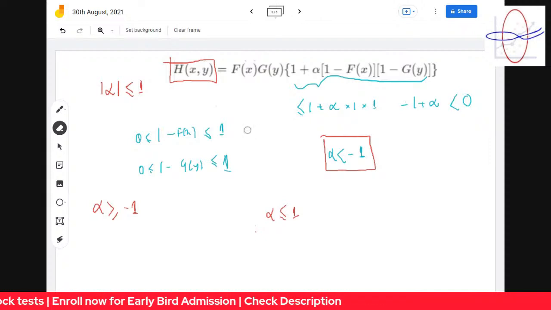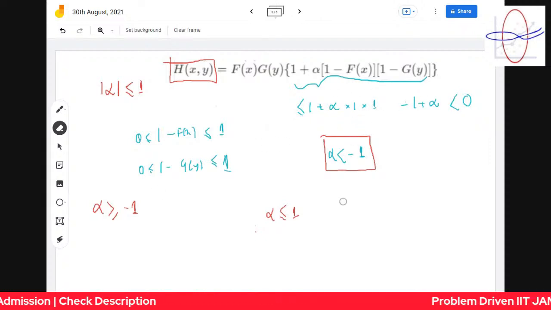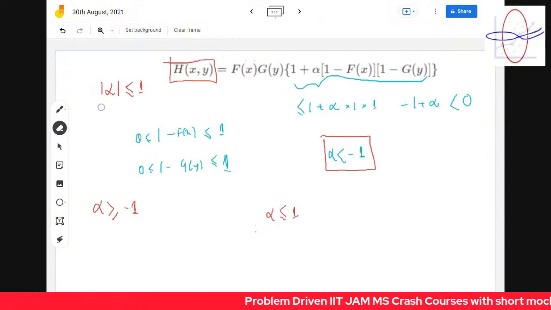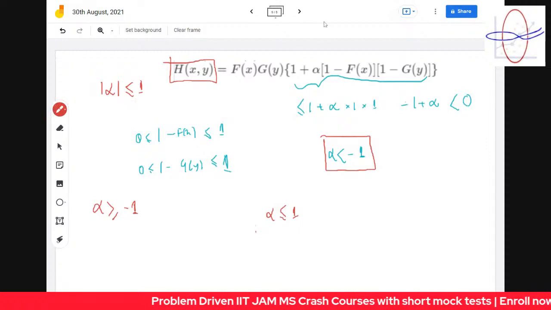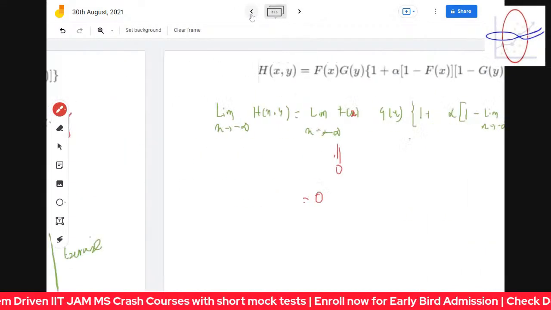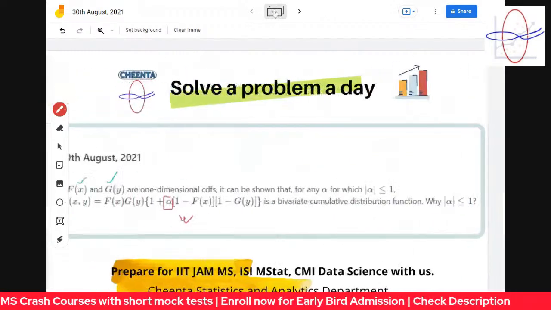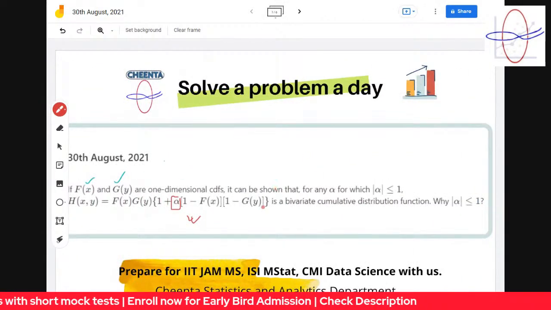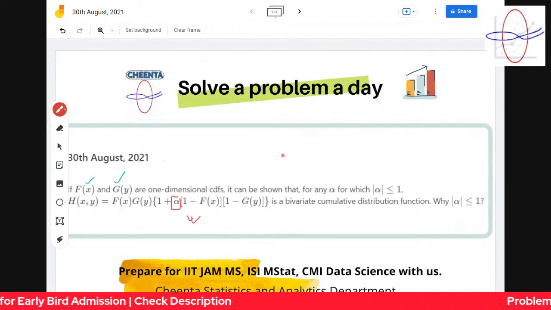So for the lower bound, we have seen that alpha must be greater than or equal to minus 1. But for the upper bound, what is a good upper bound? The given condition tells us the good upper bound is 1. But let's check that and explain it mathematically. The question was that fx and gy can be actually any CDF.